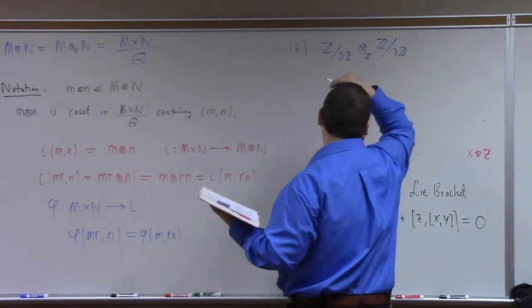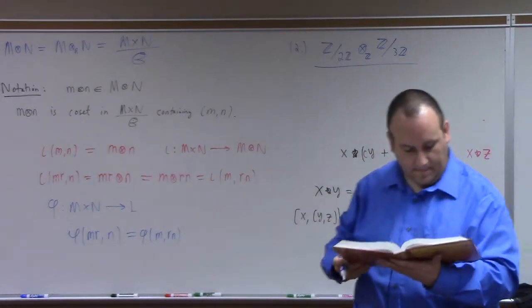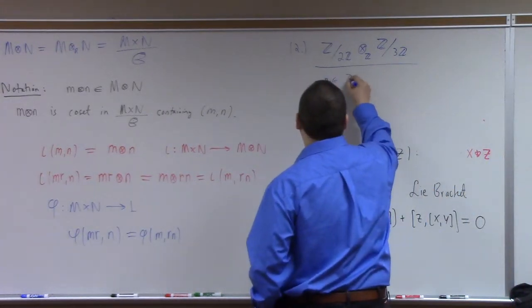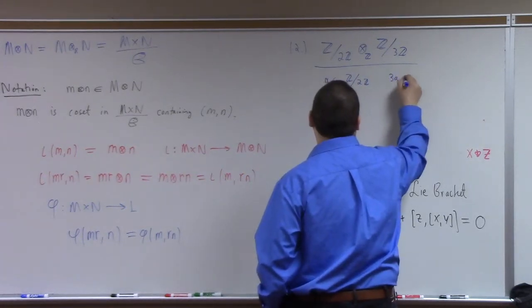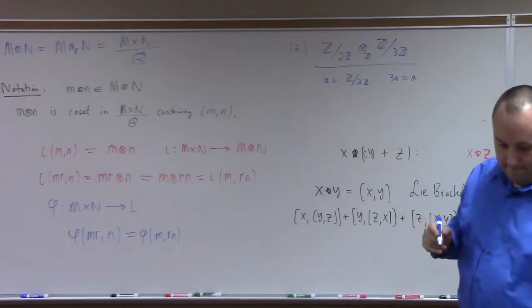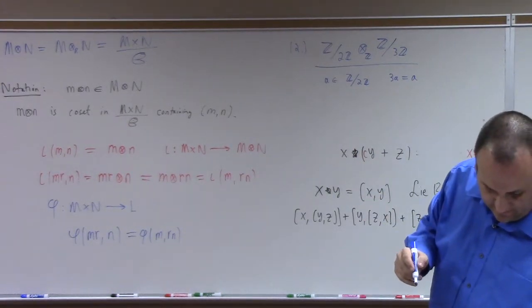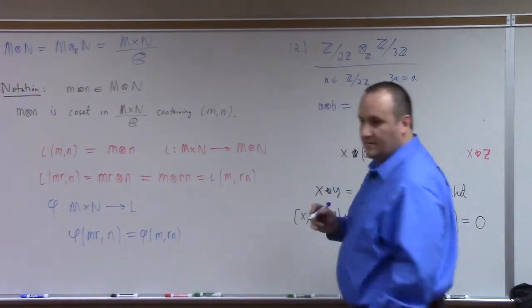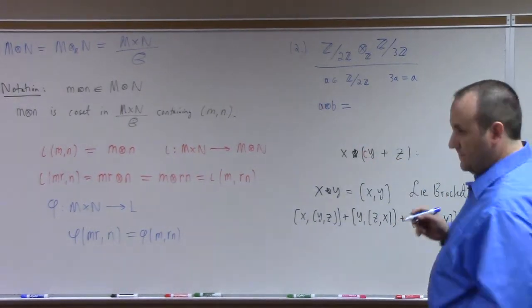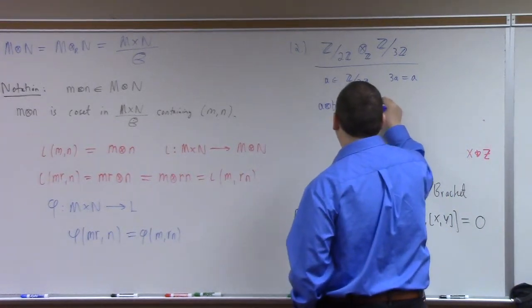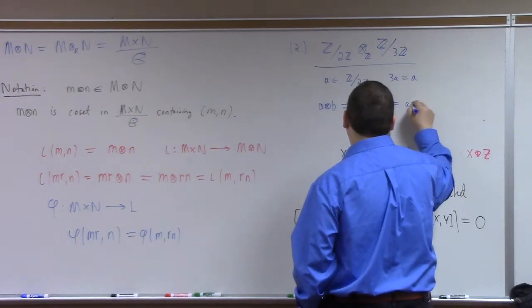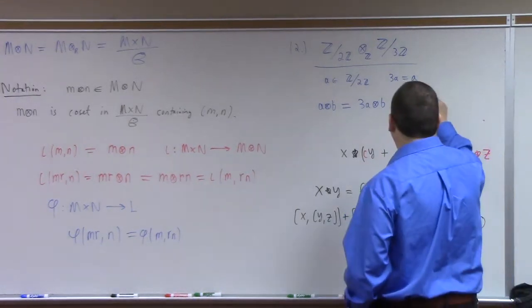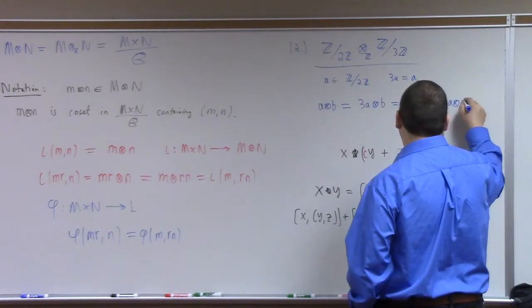Okay, so can you describe what this looks like? Well, he says if a is in Z mod 2Z, what we can say about a is that 3a is equal to a. And so we have the following. He says if we look at a tensor b, then that's 3a tensor b, which is a tensor 3b, which is a tensor 0, which is 0.